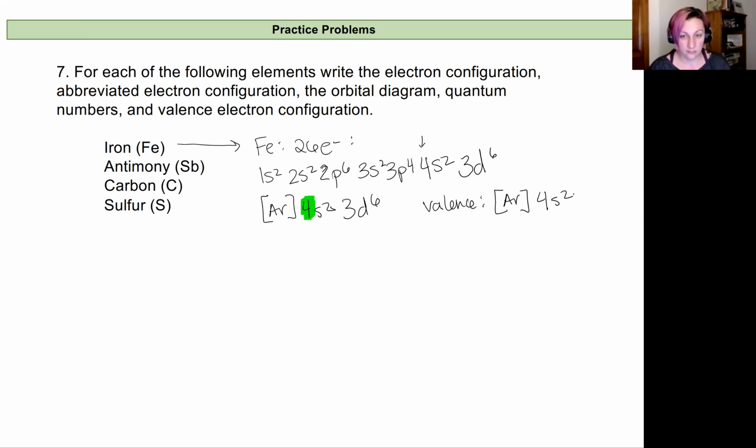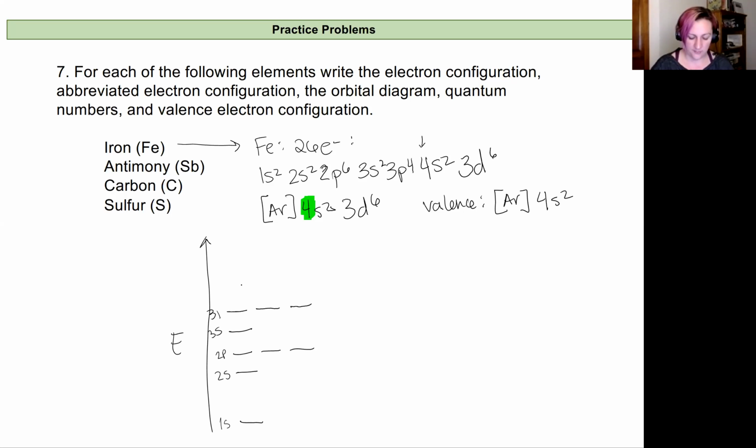And so the valence configuration would be argon to abbreviate, and then 4s2. All right, let's draw the orbital diagram next. I'm going to have my energy diagram here, and I can see that I'm going all the way up to 3d, so I'm going to write in my order of orbitals. I've got 1s, 2s, 2p, 3s, 3p, 4s, and my 3d. I'm going to stop there because I know that my electron configuration stops at 3d6.